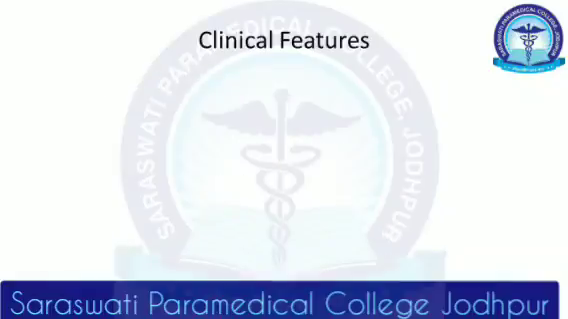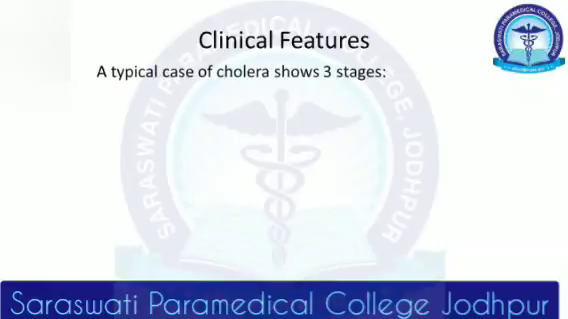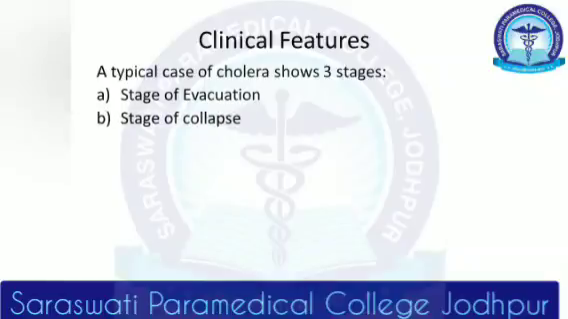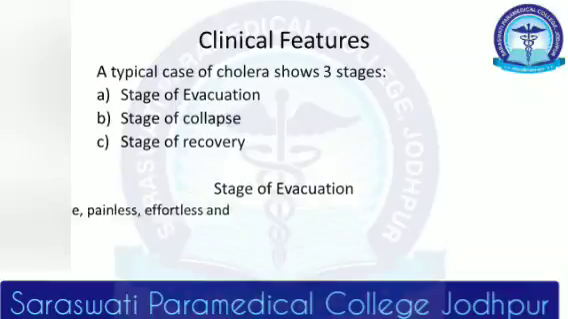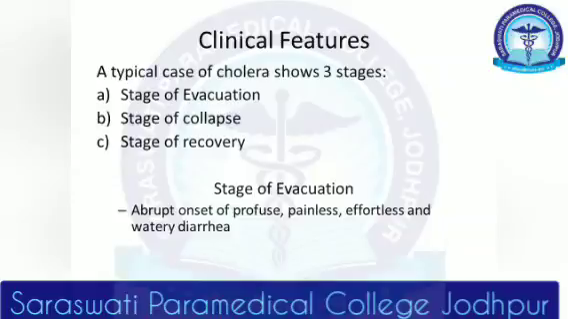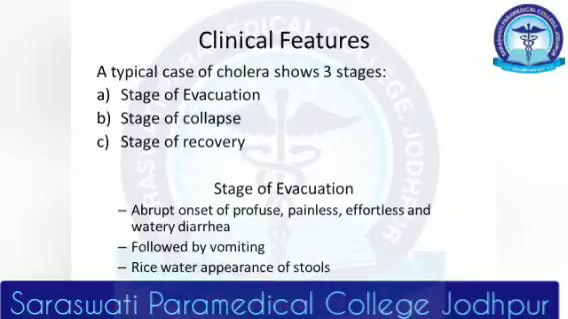Clinical features. We will describe a typical case of cholera which consists of 3 stages. These are stage of evacuation, stage of collapse, and stage of recovery. Stage of evacuation: abrupt onset of profuse, painless, effortless, watery diarrhea, followed by vomiting. The rice water appearance of stool is characteristic. A person may pass as many as 40 stools a day. There is so much secretion of fluids into the lumen.